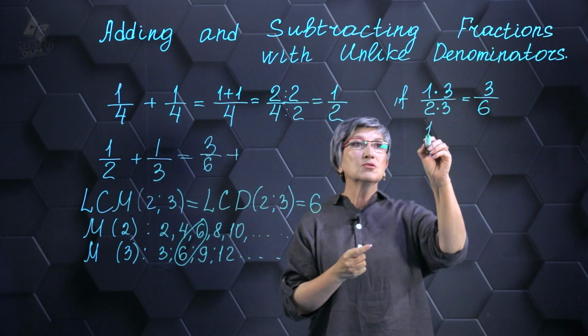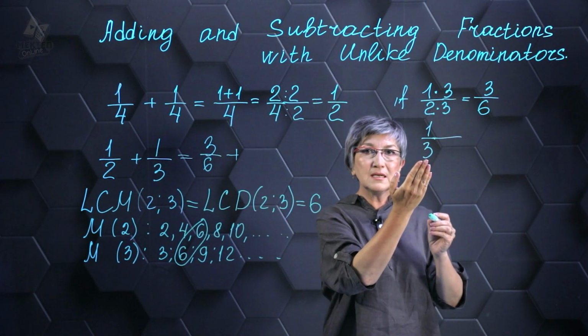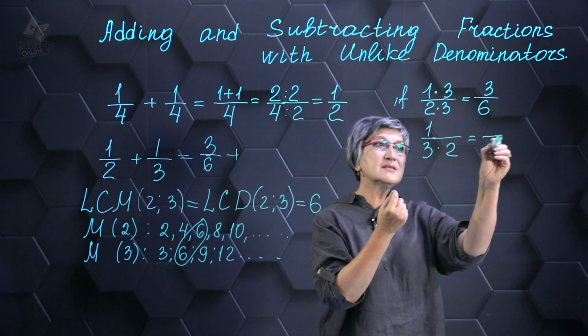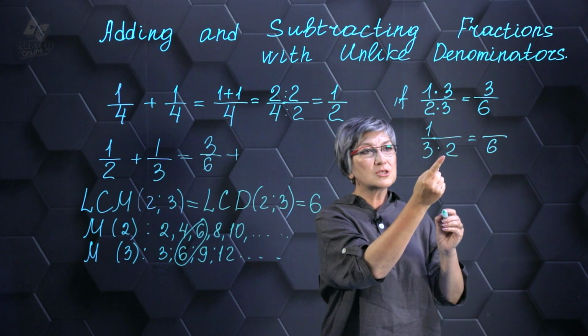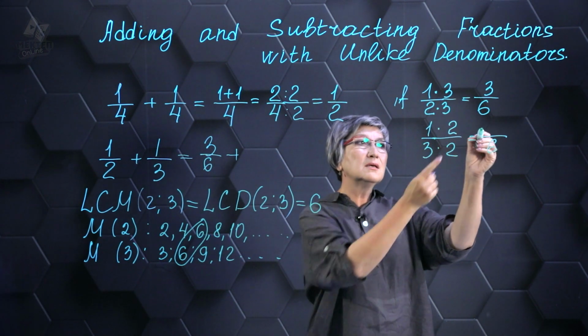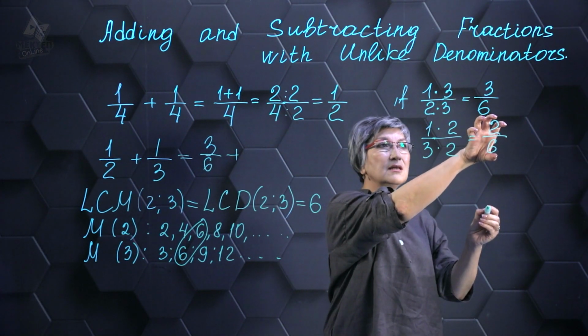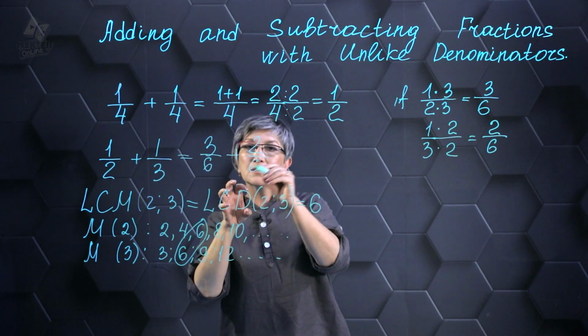I will perform the same computation with 1/3. How much do I need to multiply the denominator by? By 2, and then the denominator will be 6. If I multiply the denominator by 2, I need to multiply the numerator by 2 in order to maintain the ratio. Then I will have a fraction of 2/6.